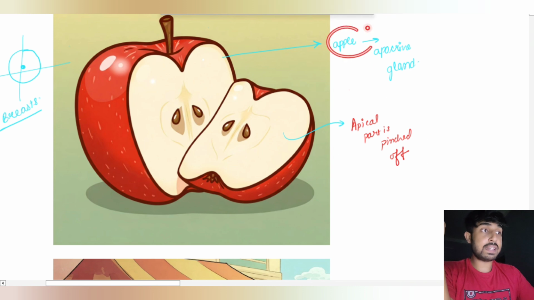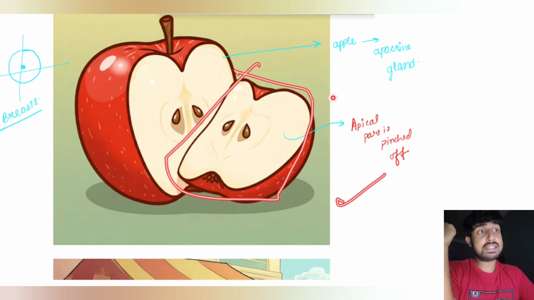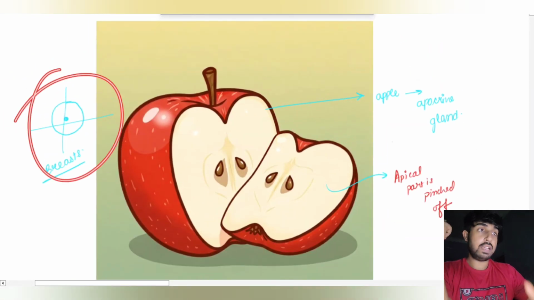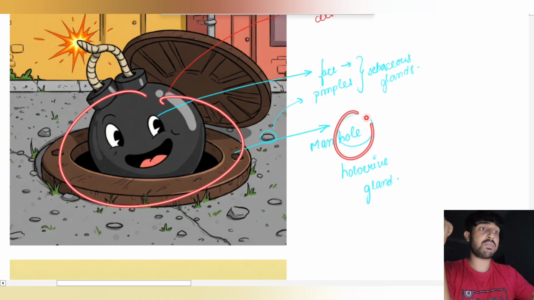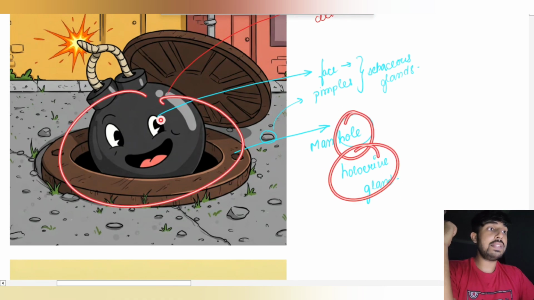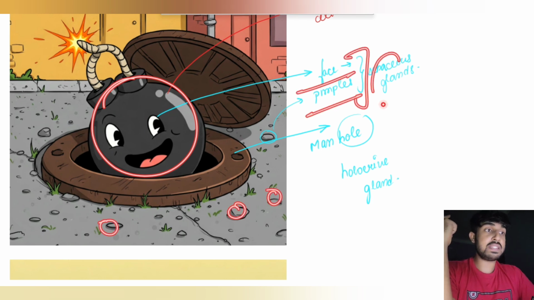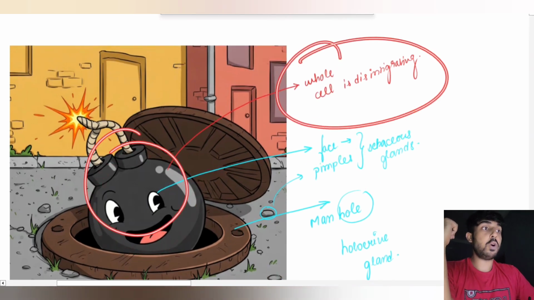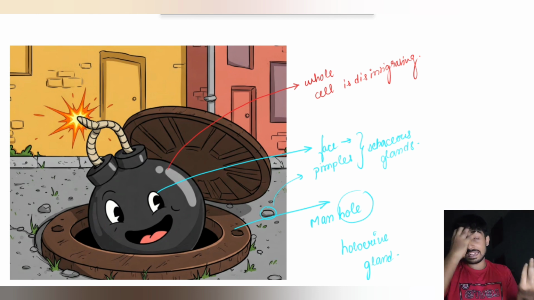Then we have discussed that this apple is our representation of apocrine gland, and this part that is pinched off, that is the apical part being pinched off, that is the mechanism of action, and breasts are similar to apocrine gland. Then we have discussed this manhole. This hole is our representation of holocrine gland, and just see, this bomb is having a face with a lot of pimples. These are all the pimples, right? So that means sebaceous gland. Now the whole cell is going to disintegrate. The bomb is going to blast and the whole cell is going to become disintegrated, right?